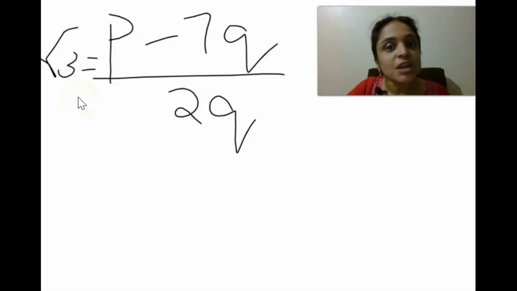An irrational number cannot be equal to a rational number. So this contradicts our assumption that 7 plus 2 root 3 is rational. From this we can say that 7 plus 2 root 3 is an irrational number.